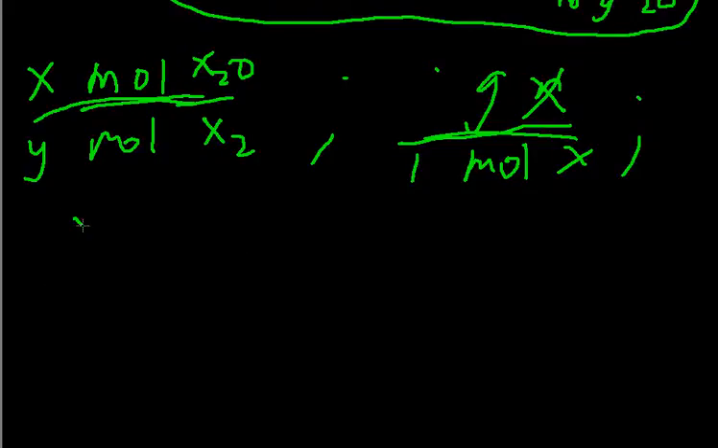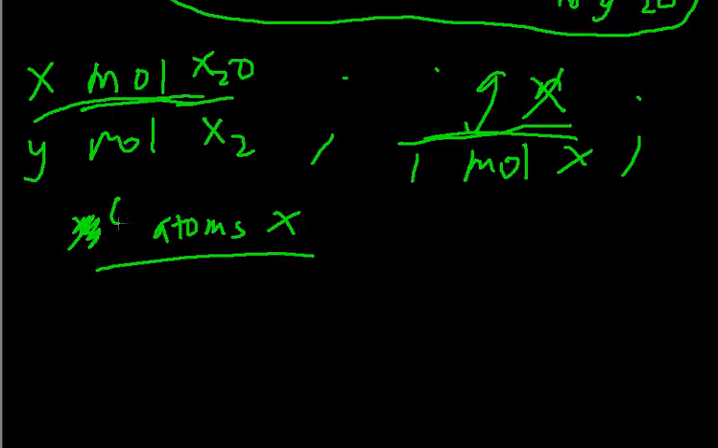We can also have atoms of X in, we don't need the X here, we know what that is. We know that that's 6.02 times 10 to the 23rd atoms of X in 1 mole of X.